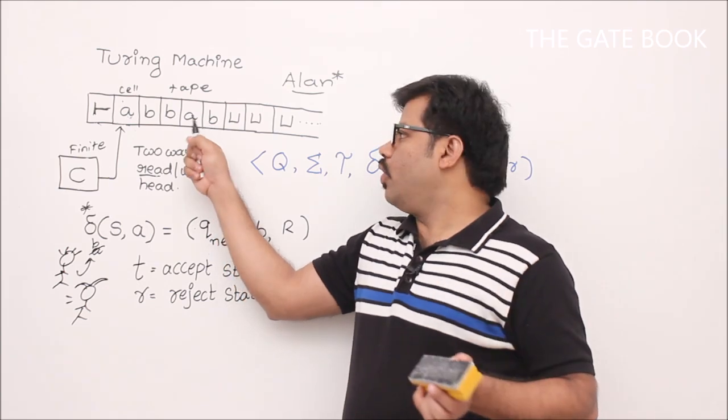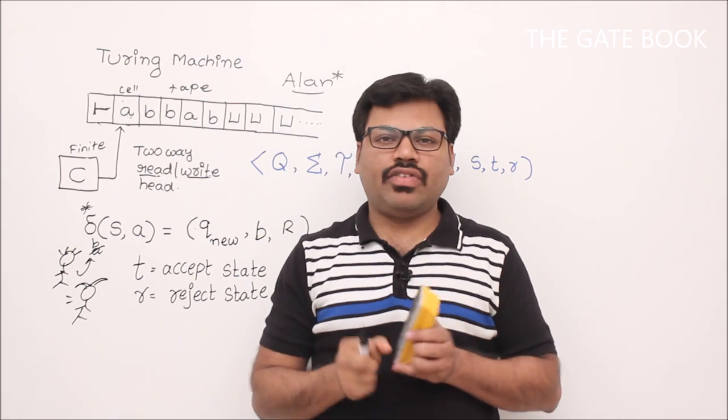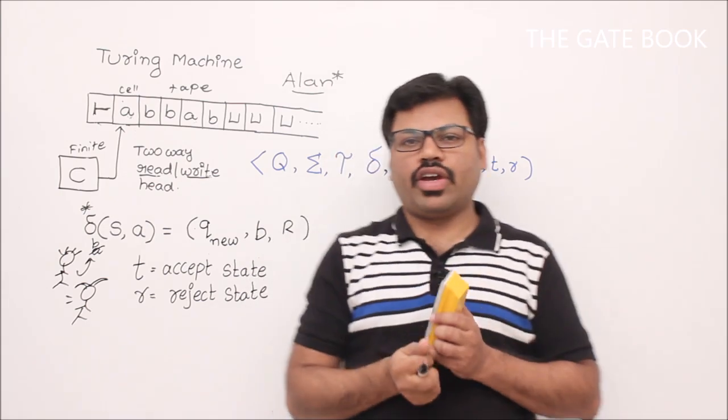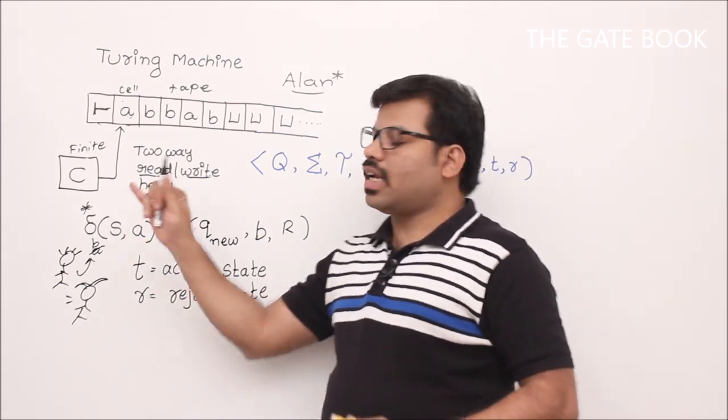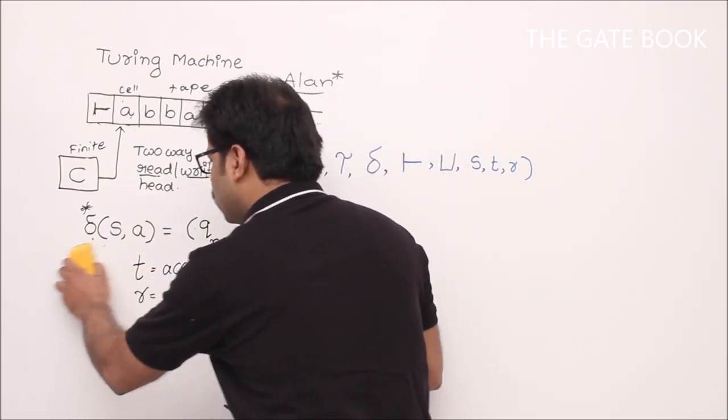Second thing, we are going to manipulate that symbol and we are going to move left or right. That is the activity your Turing machine is going to do, okay? So this is about the transition function. Let me explain formally what this transition function looks like.